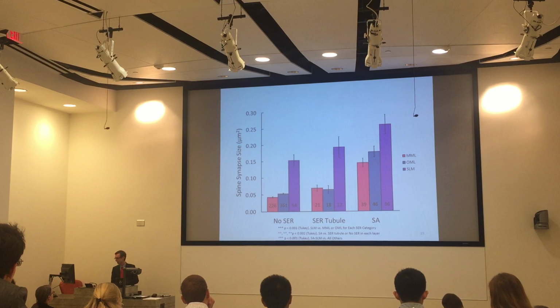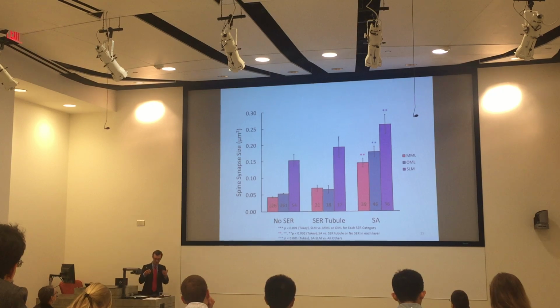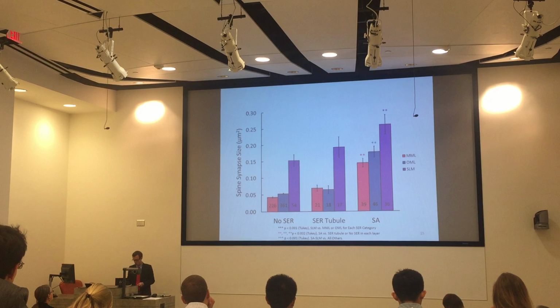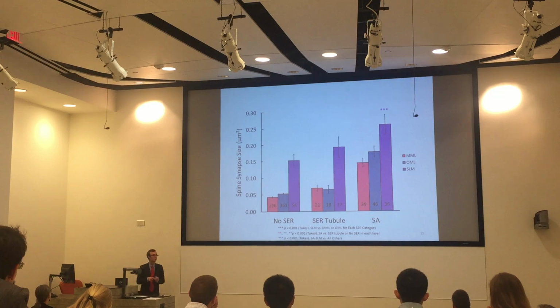It was also found that within each layer, the spines that contained a spine apparatus had a significantly larger synapse than the spines that had only an SER tubule or no SER at all. And the last result that we found from this analysis was that the SLM dendrites that had a spine apparatus had significantly larger synapses than all other spine categories, by layer and by SER category.